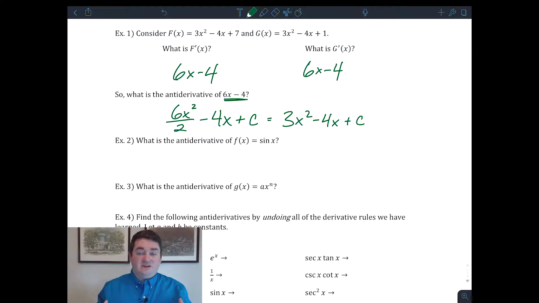So the first and biggest idea with antiderivatives is that when you take an antiderivative, you have to include plus c, because you have to acknowledge the possibility that there was a constant that was lost.